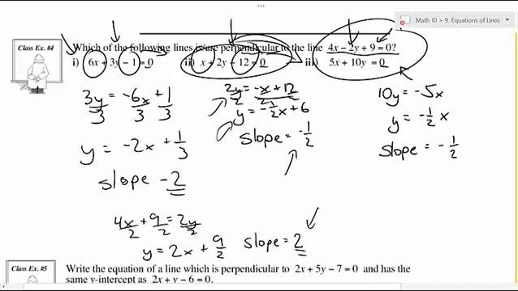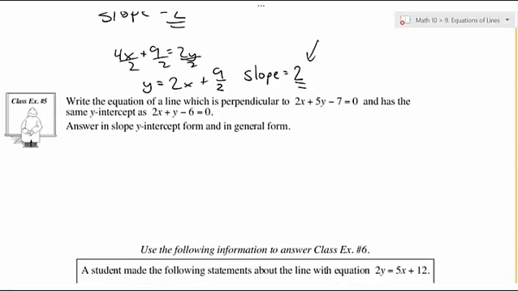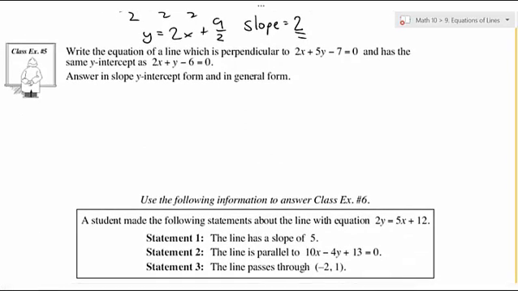So this one is a yes, it is perpendicular. This one over here is once again a yes, it is perpendicular. All right, now we can make things more and more complicated, as teachers often do.